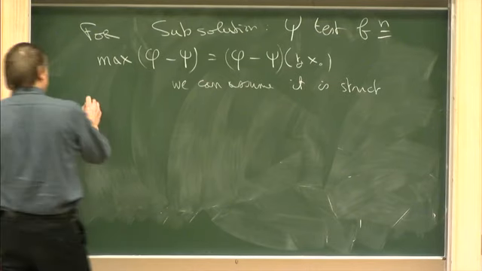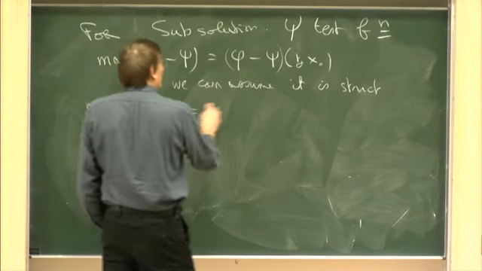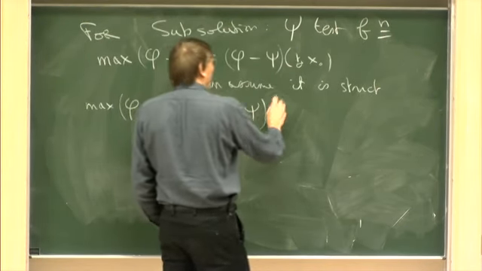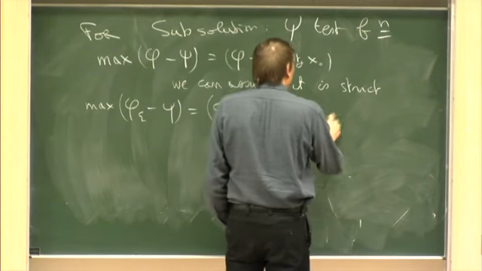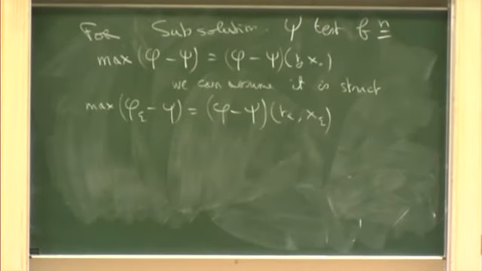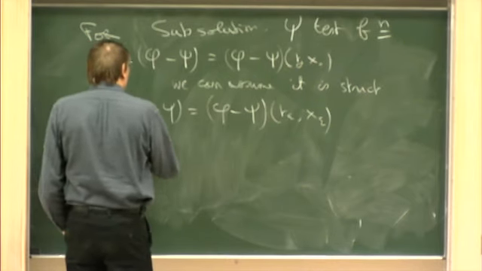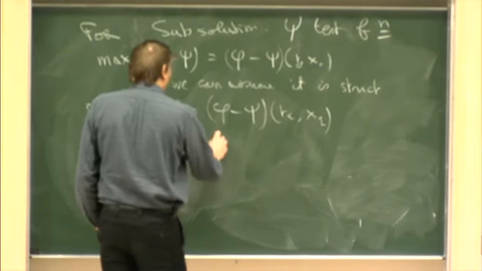So now when you consider the maximum of phi epsilon minus psi, which will be attained at a point t epsilon, x epsilon, what you know by continuity, because now you know already that everything converges uniformly, is that t epsilon converges to t0, x epsilon converges to x0.